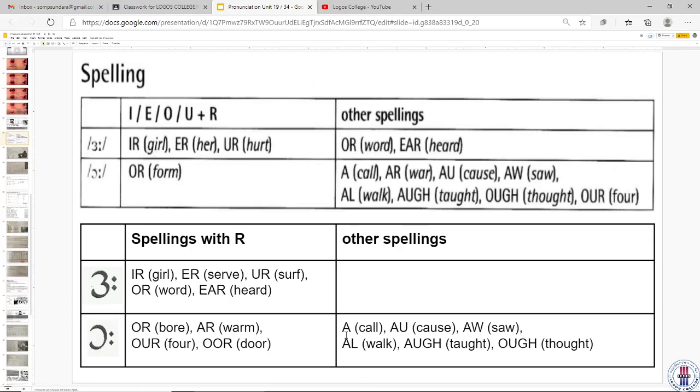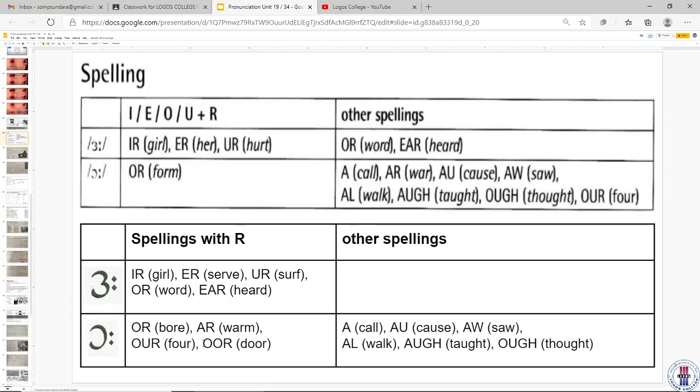Spelling, this is the same as up here. So this is the sound. You usually spell it with I-R, E-R, U-R, O-R, or E-A-R. So there's a lot of ways to spell this sound. But if you notice something, you always see the letter R. All right. Remember the I-R spelling makes the same sound as the U-R spelling. Don't get confused with the spelling and the sounds.